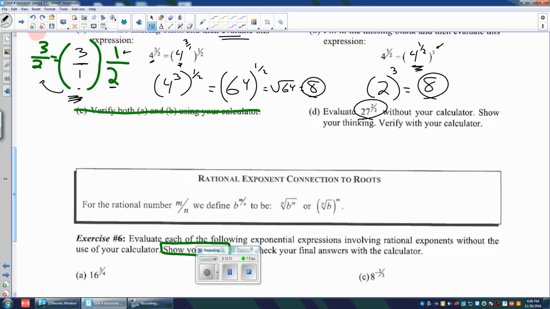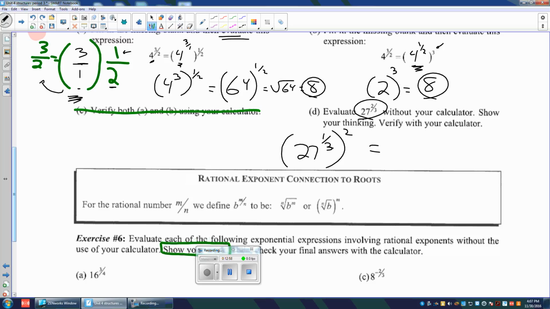Evaluate 27 to the 3/2 without your calculator. Show your thinking. Verify with your calculations. Okay, let me see. What was I doing? I was taking 27 and I was keeping the denominator, the bottom, 1/3. And then the numerator came outside, not as a fraction, just as a 2. 27. What number times what number times what number is 27? Oh, yeah. 3 times 3 times 3.